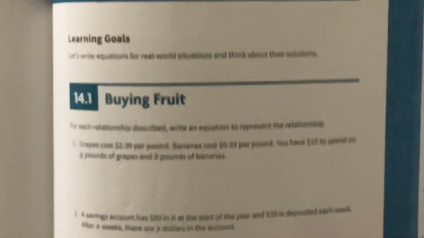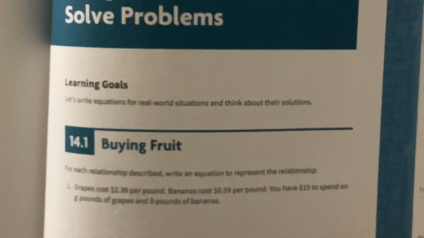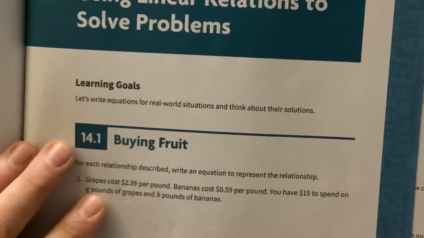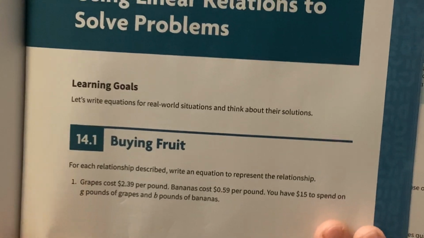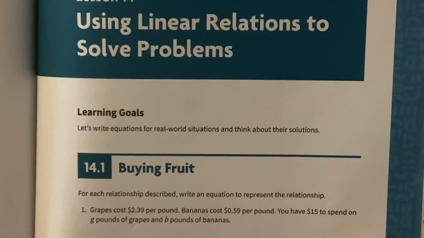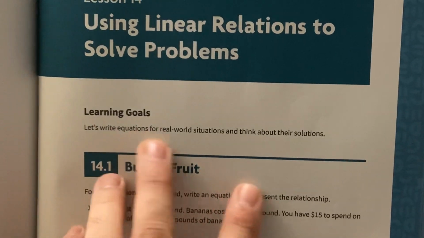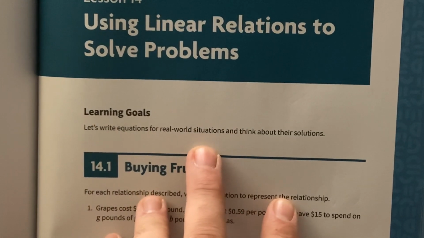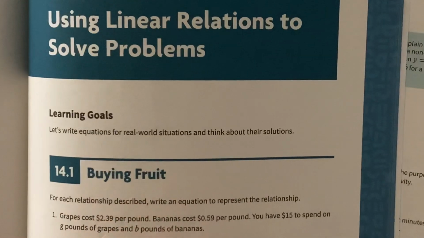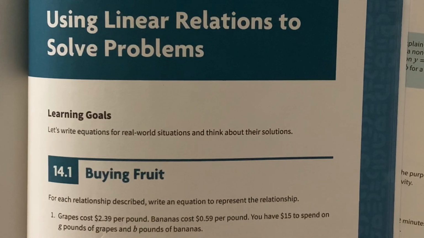All right, page 125. Using linear relationships, again, we've been talking about equations this whole unit. Being able to write these now from real world solution. Why is it important? Why do I care? Where do I see these things in real life?